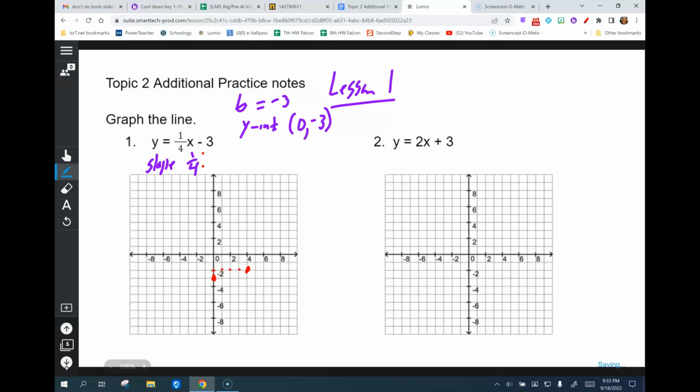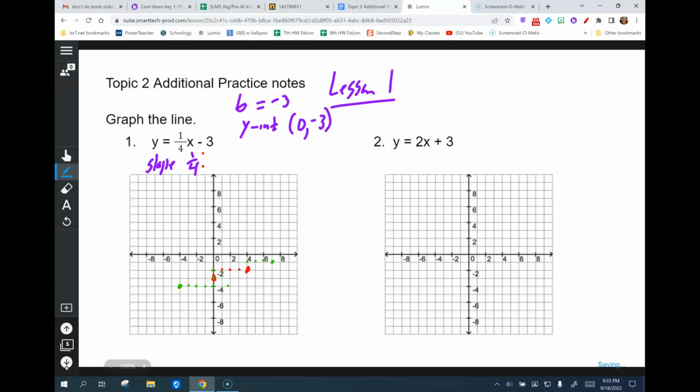Okay, now this is what I was talking about before, and this graph actually allows for it. I could go up 1 and over 4 again, to get my third point. Or I can go back to my y-intercept, and instead of going up 1, I'm going to go down 1. Instead of going to the right, I'm going to go to the left.